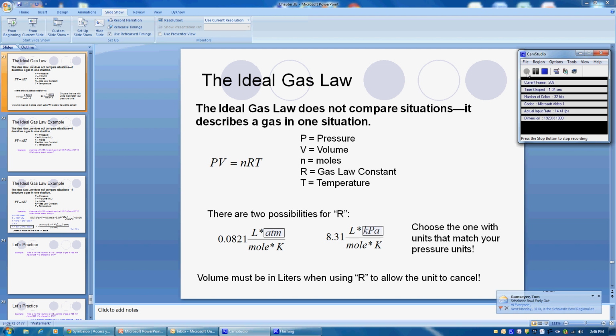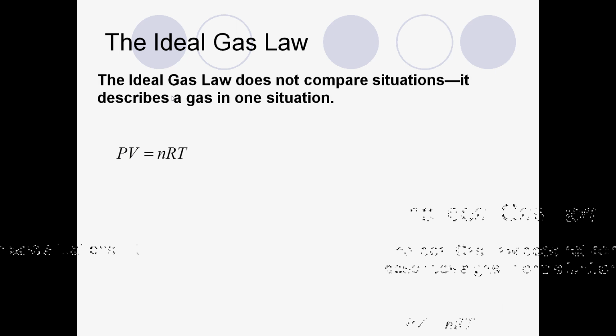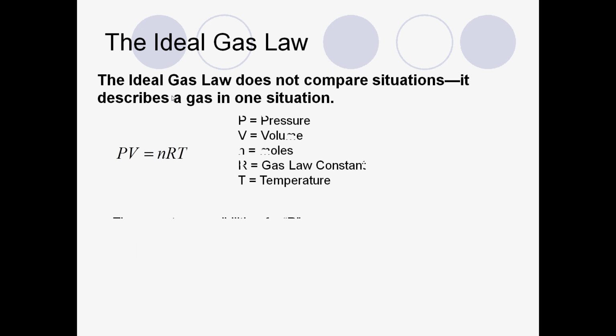Okay, here we go with our final gas law, the ideal gas law. This combines everything into one equation. We're not comparing anything. This just describes our gas in one situation when we're missing one of our variables. So this equation looks a little different. It's PV equals nRT. Everything's the same except for the R is the gas constant.